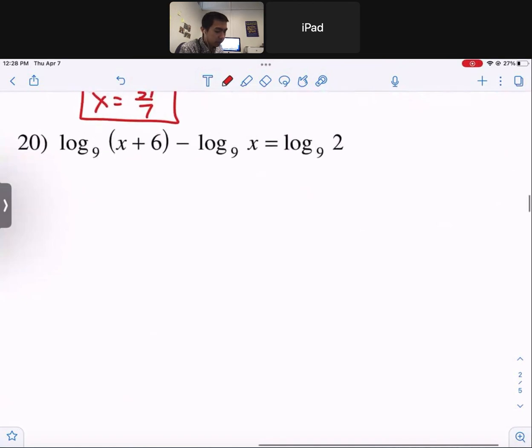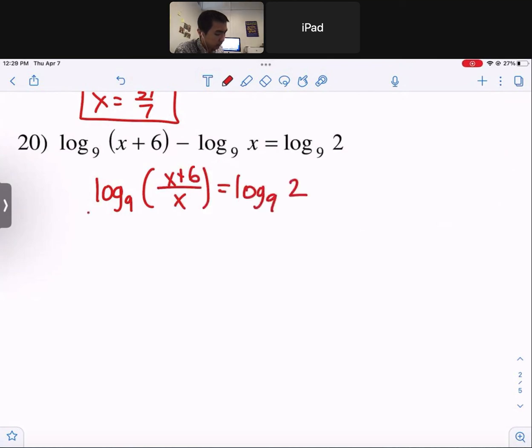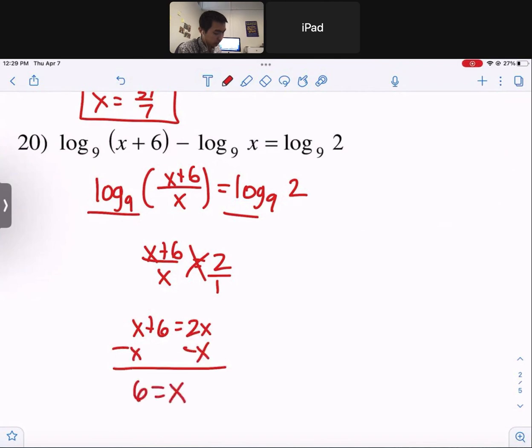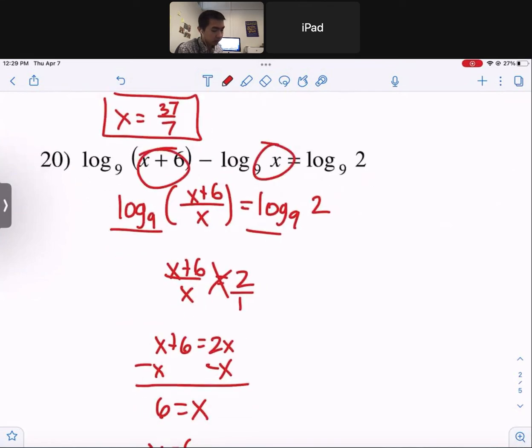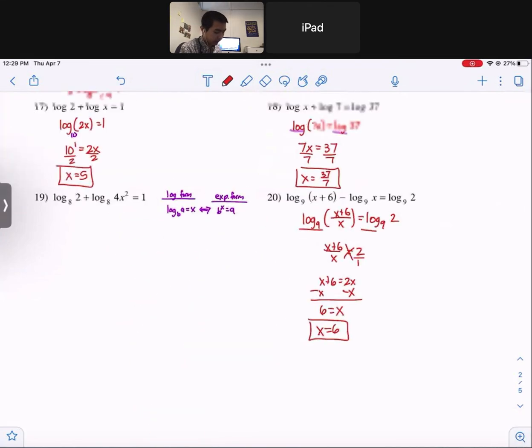And lastly, number 20. So it looks like we're going to get log here and log here, you guys. So it's going to be a log equals log case. So log, condense these, right, you guys? But look, there's a minus sign, so it's quotient rule. Log base 9 of x plus 6 divided by x equals log base 9 of 2. Log log, so that means we just set both of them equal to each other. So now let's cross multiply, so we get x plus 6 equals 2x. Subtract x from both sides, and we get 6 is equal to x. So x equals 6, and if we plug in 6 into here, we get a positive log value, so this will be a perfectly fine answer.